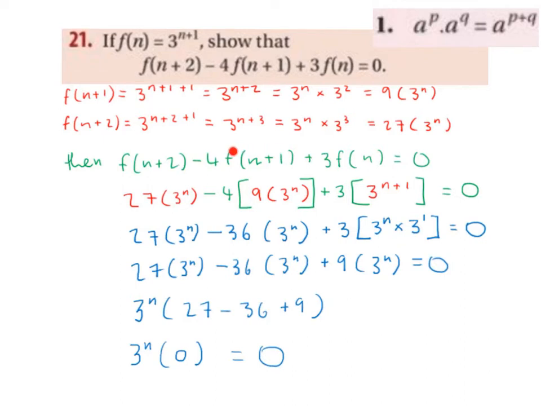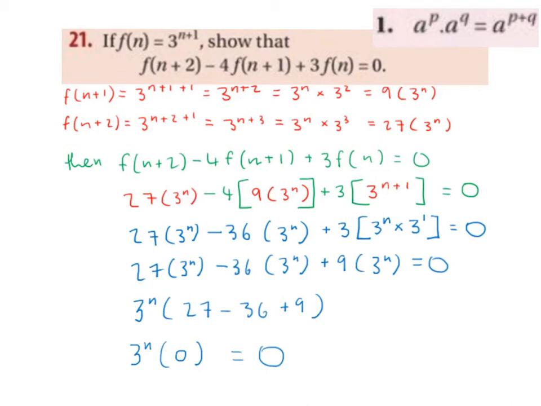So where I see f of n plus 1, I'm going to swap it for 9 times 3 to the power of n. And we got f of n plus 2 to be 27 times 3 to the power of n. So where I see f of n plus 2, I'm going to swap it for 27 times 3 to the power of n.